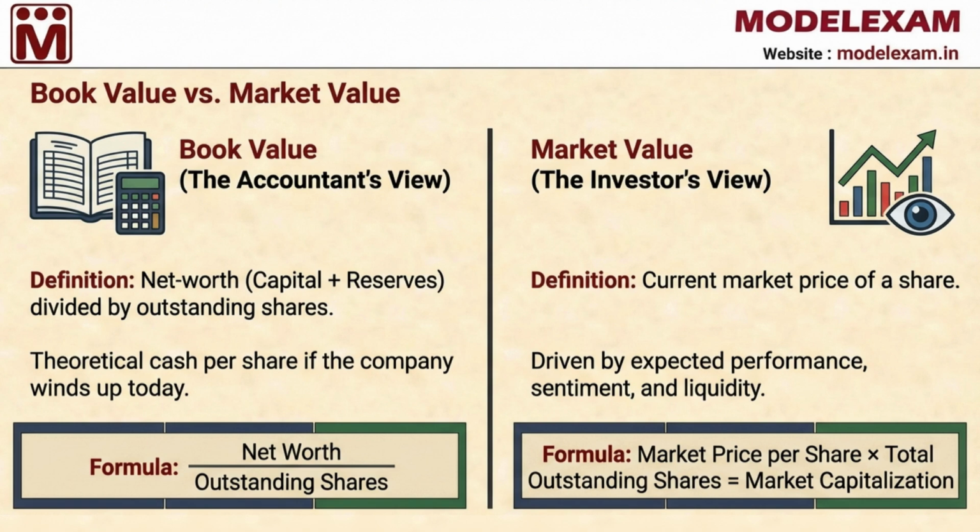On the other hand, market value is the investor's view. It is simply the current price of a share in the stock market, driven by expectations and sentiment. While book value is calculated using the balance sheet, market value is the market price per share multiplied by total outstanding shares, which gives us the market capitalization.